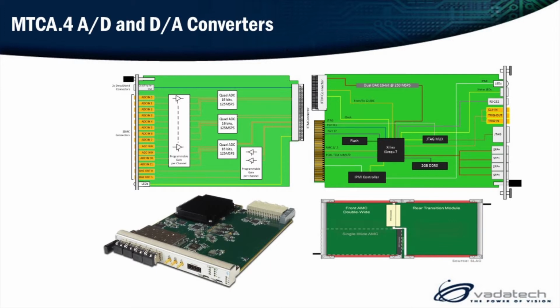So in this case, we have the 12 ADCs going across from the RTM board to the front, connecting to the FPGA. We also have, in this example, dual DACs at 250 megasamples per second going across the RTM out to the ports out the side. So between the two, you're able to get a lot of performance, and you also get the I/O on the rear, which is one of the requirements of the physics community.